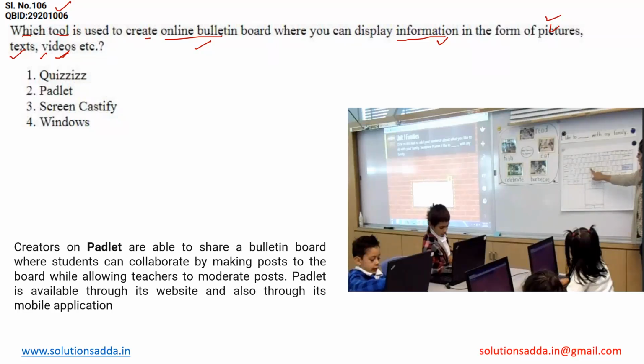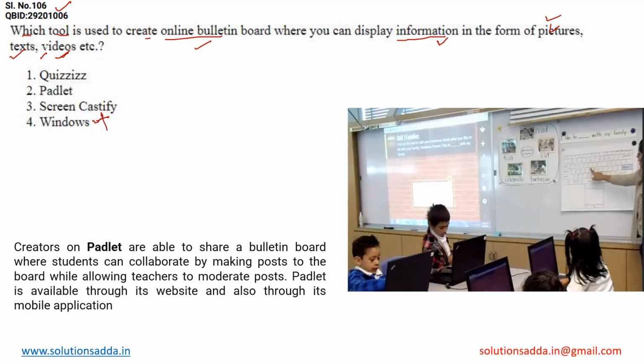First is Quizzes, second Padlet, third Screencastify, and fourth Windows. This question can be answered with the help of the elimination method. Option 4 says Windows. Windows is not a tool. Windows is an operating system which is used to interface with the computer hardware, because users can interact with the computer with the help of an operating system. So we can eliminate this option.